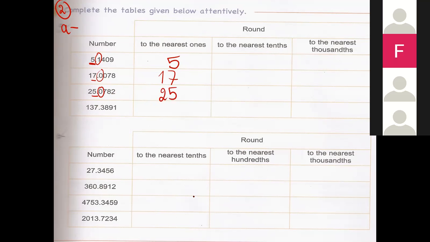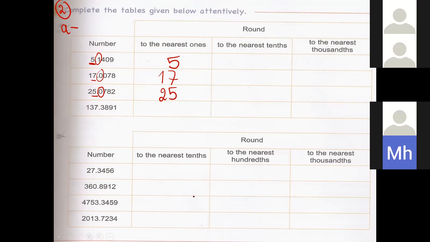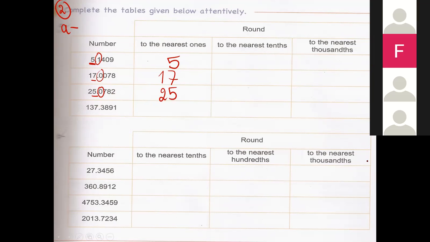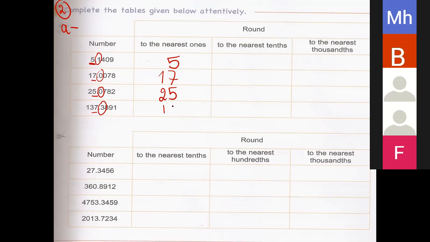Hussein Al-Haj. Yes, teacher. Yalla, do the last one, please. Round to the nearest ones. Less than 1 minute. Hurry up. Underline 7 and circle 3. Less than 5, so 137. Okay, thank you.